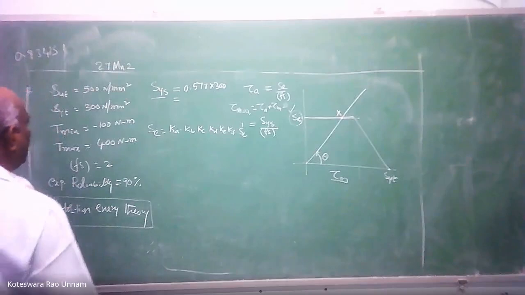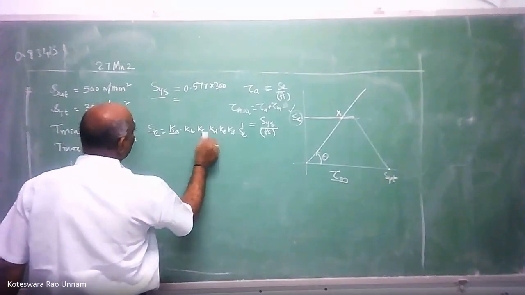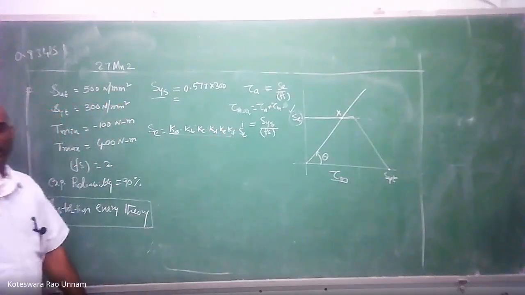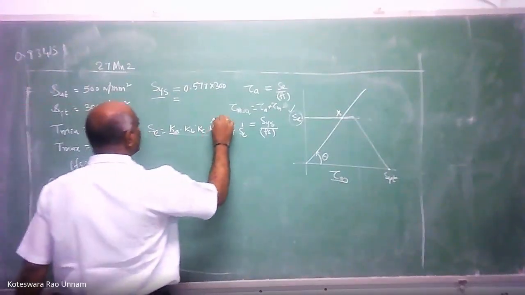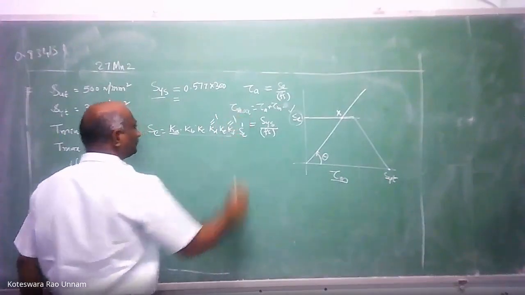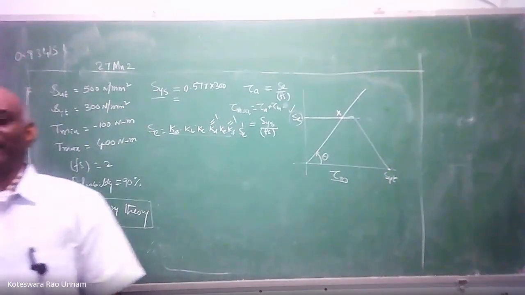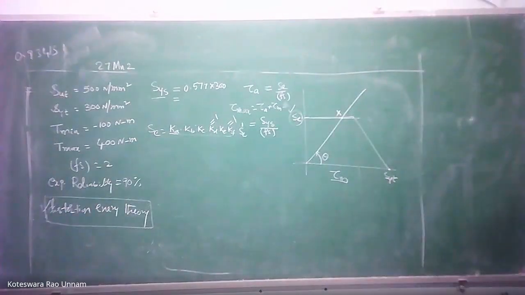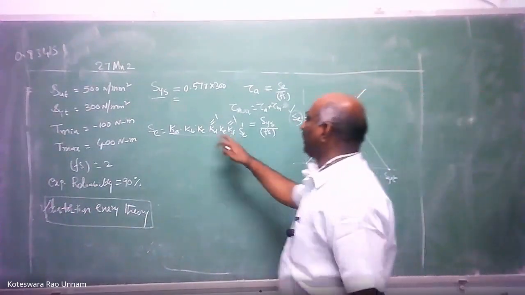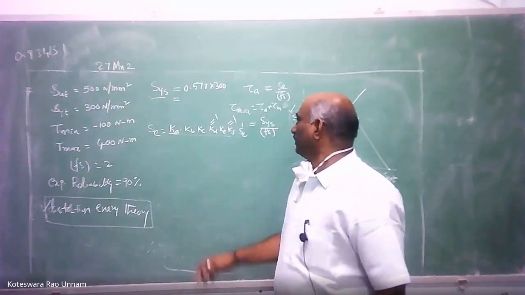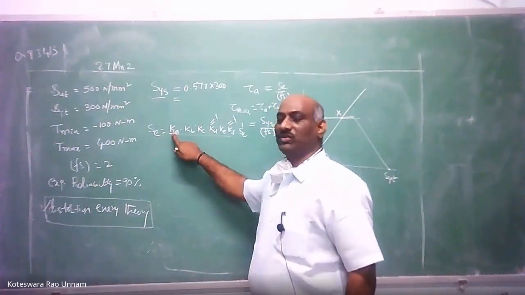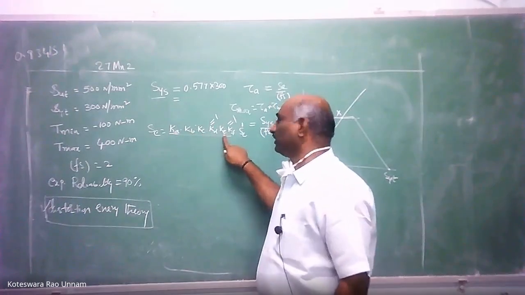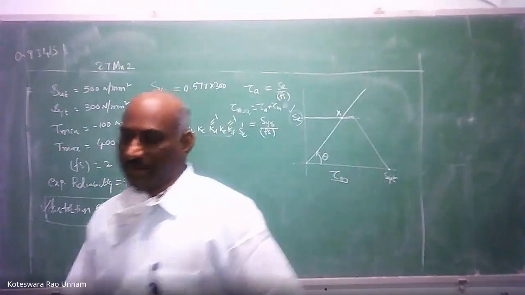So we need to compute all these parameters: Ka, Kb, Kc, Kd, Ke, Kf. Of course, in most cases, we'll take Kd and Kf as 1, so they won't give anything about temperature. Suppose it is given intentionally, then you need to consider it. Or else we'll take Kd is 1, Kf is also 1. So the remaining things are the surface finish factor, size factor, load factor, and reliability factor.